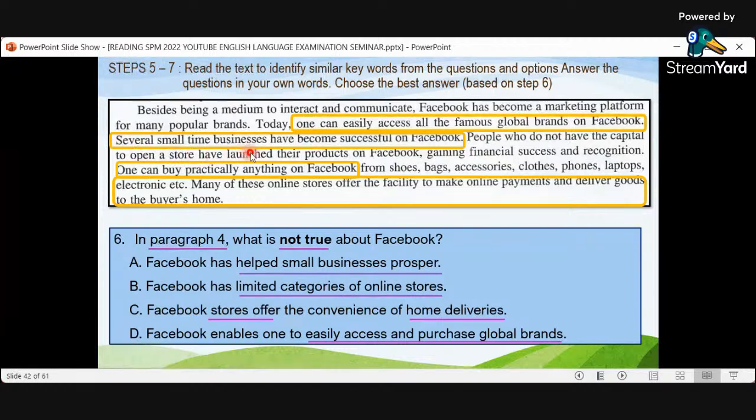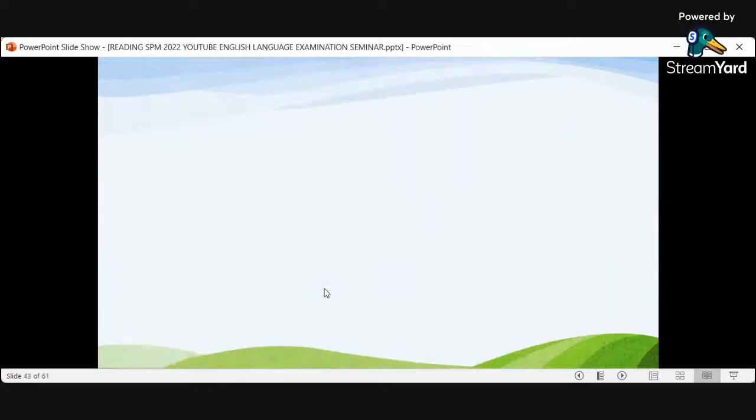Several small-time businesses have become successful. This is correct. Enables one to easily access and purchase global brands. Yes, because you have the word global brand somewhere here. Okay. So is it limited categories? Here, you can buy anything on Facebook. So it's not limited categories. So that's not true. It has all kinds of categories.